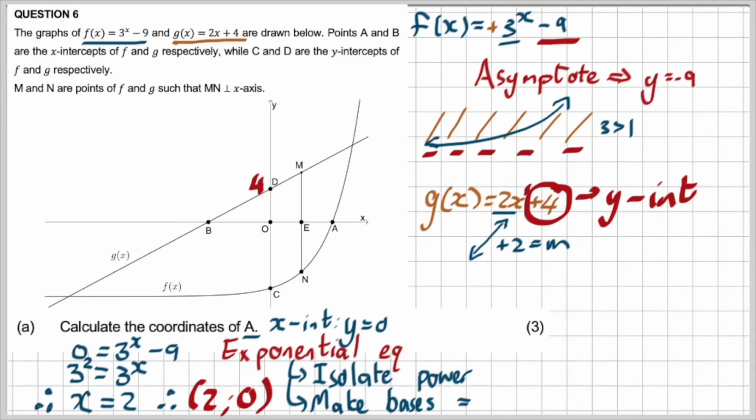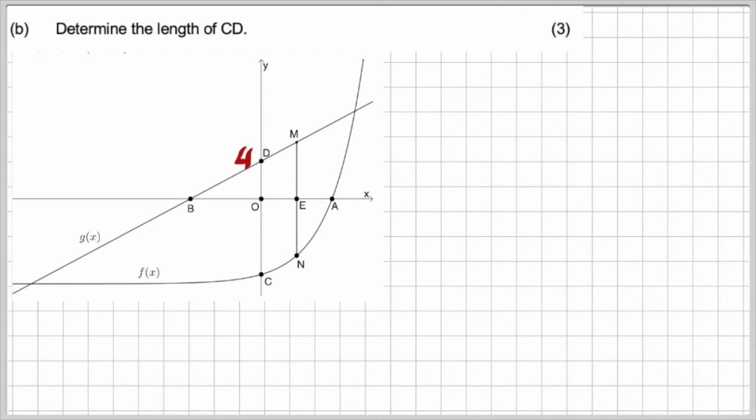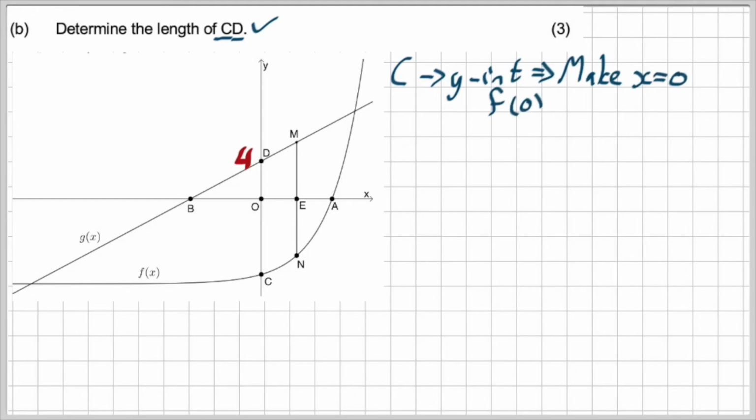Very important. Next question: determine the length of CD. Again, what makes C and D so special that we ask it of you? Well, D we already have. That's the y-intercept of the straight line. But C I don't have. It's the y-intercept of the exponential graph. So I've got to make x 0. Inside f of x, I replace every x with 0, in other words, f of 0. If I put that in my calculator, I get -8.